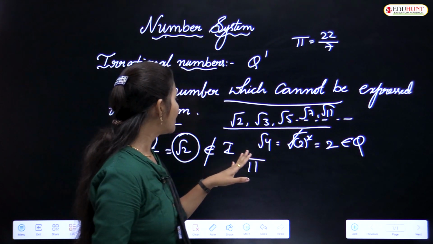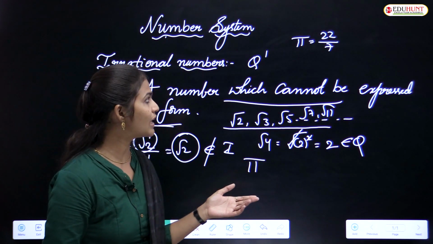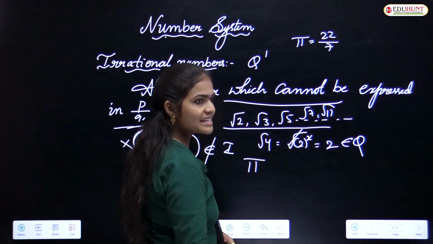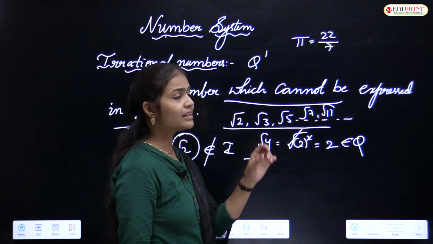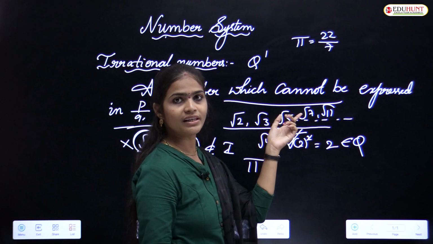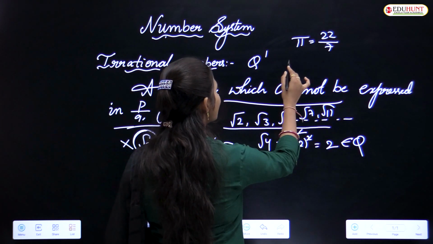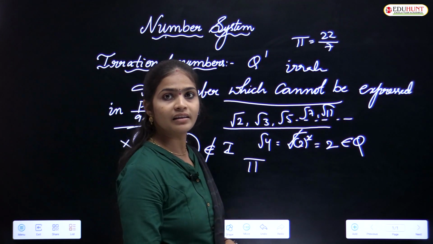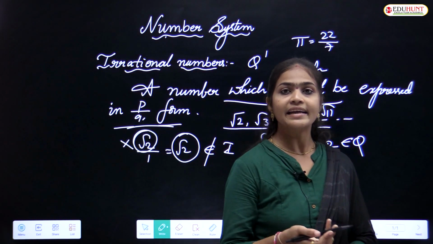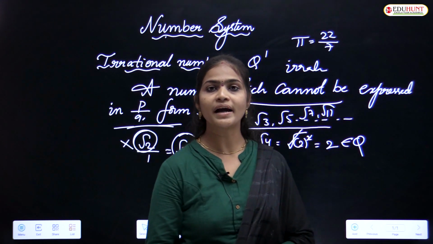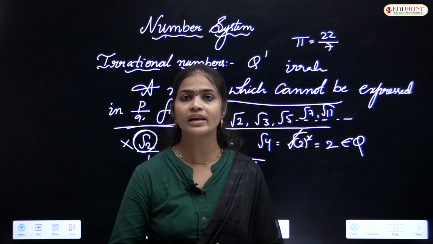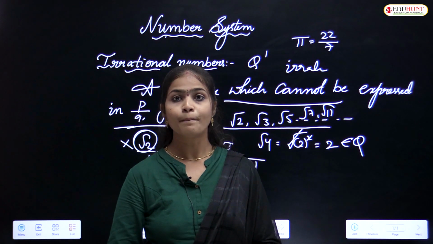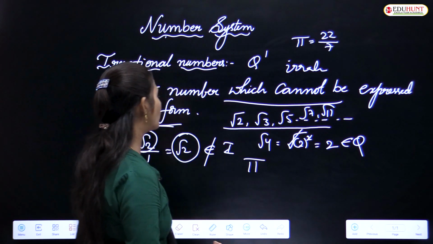But pi does not have that exact value, so we can't say that. That's why pi is an irrational number only. For simplification they gave it in rational form, but it is an irrational number. So if anybody asks you in an examination whether pi is a rational or irrational number, always pi is an irrational number. Pi is an irrational number only.